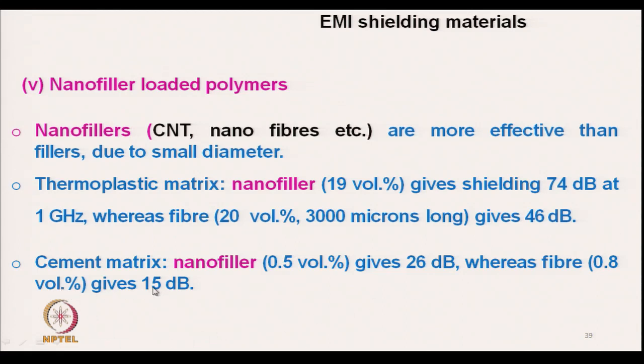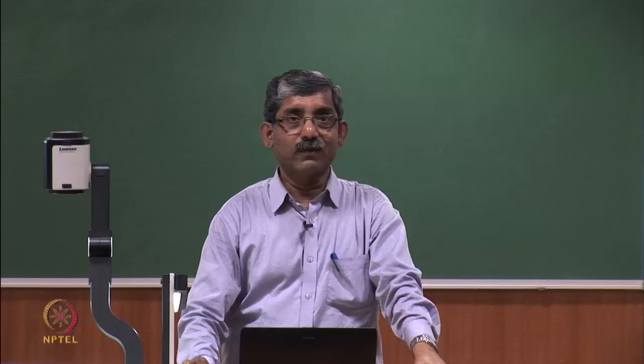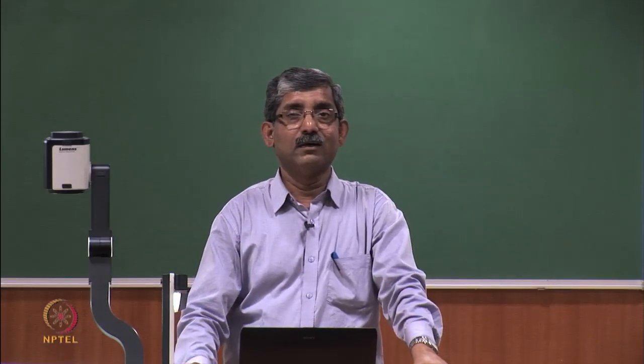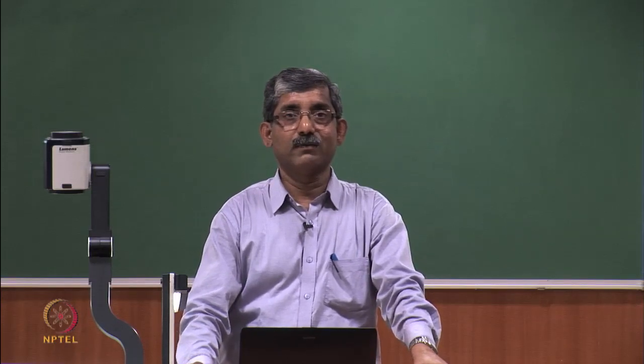Similarly, a cement matrix with nanofiller at 0.5% by volume will give 26 decibel effectiveness, and for normal fiber, even with a higher volume fraction of 0.8%, the shielding effectiveness will drop to around 15 decibel. So, we can see that if we use nanofiller, then we can enhance the shielding effectiveness.